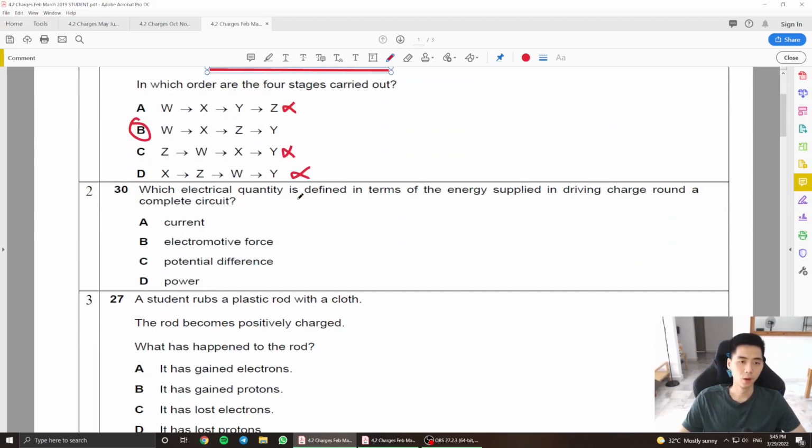Alright. Which electric quantity is defined in terms of energy supplied in driving charges around a complete circuit?